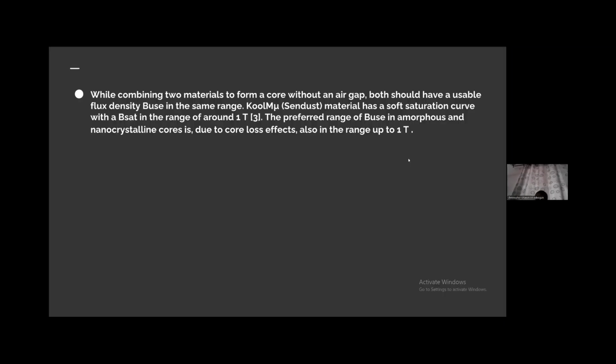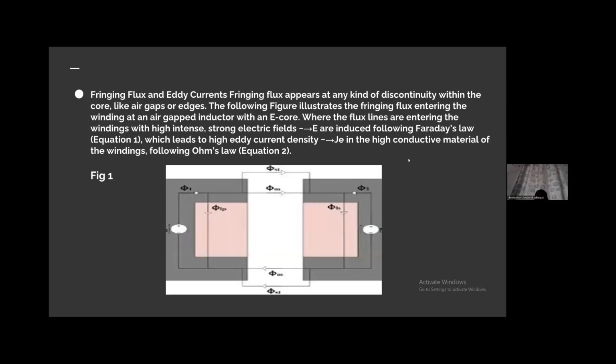So we are going to make use of lower permeability powdered materials instead of an air gap, which is the approach shown. While combining two materials to form a core without an air gap, both should have a usable flux density, BU, in the same range. So the powder material, the QMU material, has a soft saturation curve with a BSAT in the range of around 1 tesla. And the preferred range of BU in amorphous and nanocrystalline cores is due to core loss effects, also in the range up to 1 T.